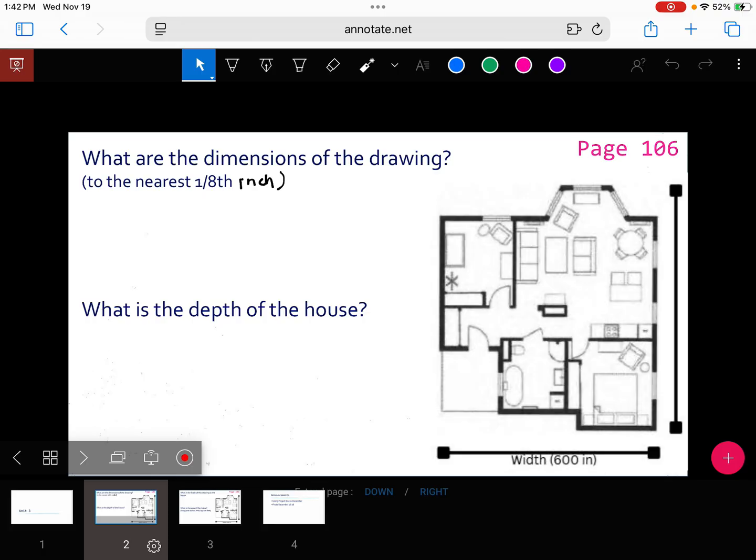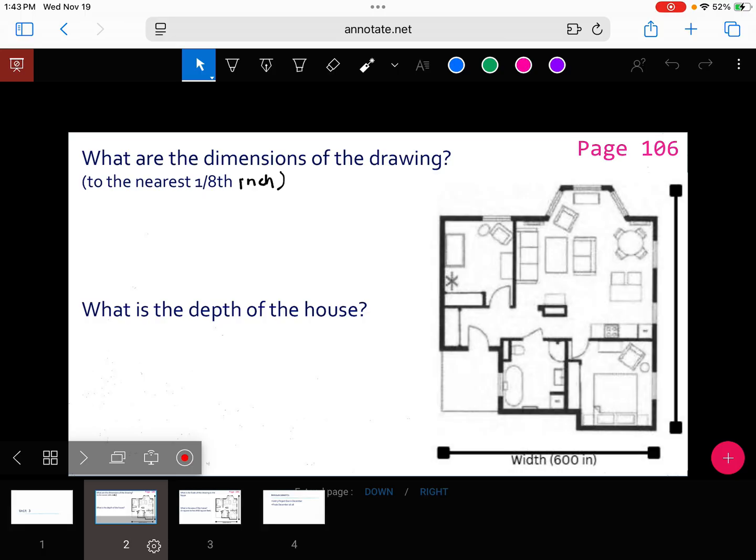So what we're going to start with is this picture on page 106. We have this picture, it's in your workbook right here. And the first thing we need to know are what are the dimensions of the drawing. Meaning I need the actual physical measurements of the picture in your book. So make sure you're being careful when we're reading. We're going to use inches.